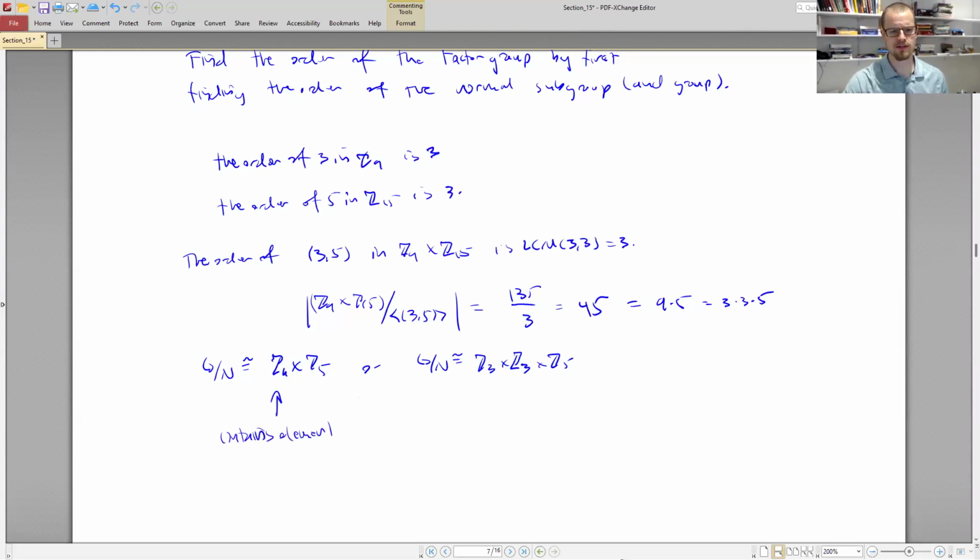So this one contains elements of order 9, and this one does not contain elements of order 9.